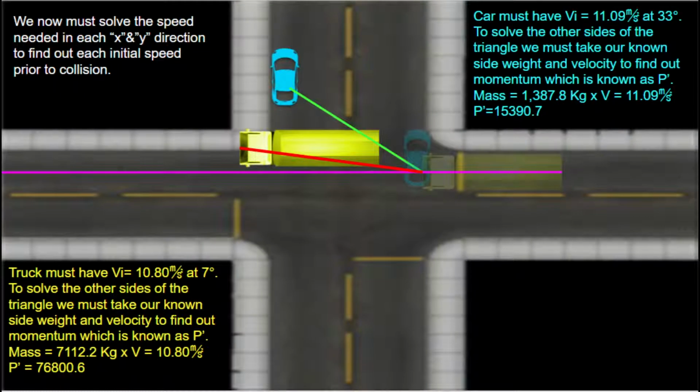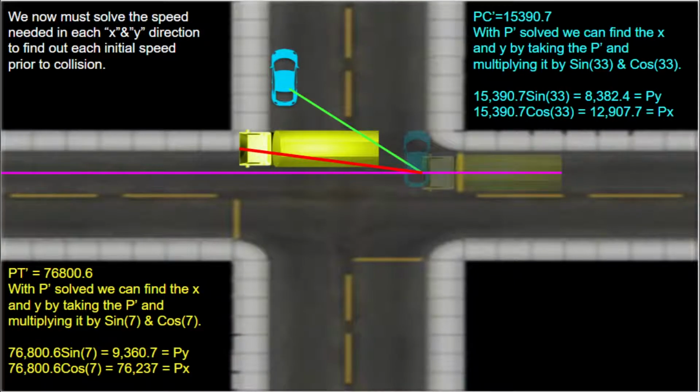We now must solve the speed needed in each of the x and y directions to find each initial speed prior to collision. Since we know the car's and the truck's velocities at each respective angle, we can now solve the other sides of the triangle by taking our known side, weight, and known velocity to find what the momentum is of each product.